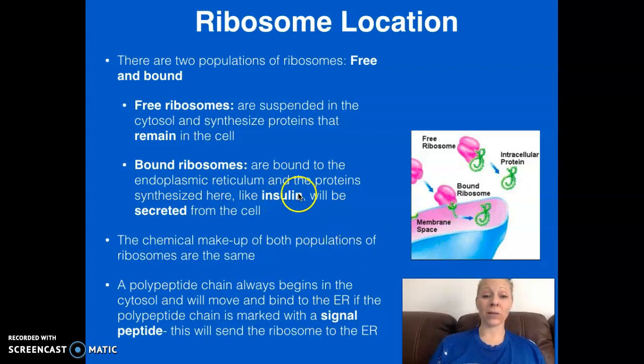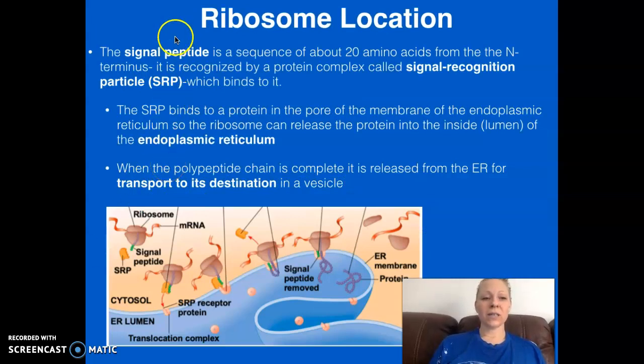So an example of that would be like insulin. Insulin is made inside the cell, and then it's released into the bloodstream so that it can help to take sugar up in our blood. And so let's talk about this signal peptide. It is a sequence of amino acids, about 20 amino acids from the N-terminus. So once the polypeptide is being made, about 20 amino acids in, you're going to have what's called an SRP, the signal recognition particle.